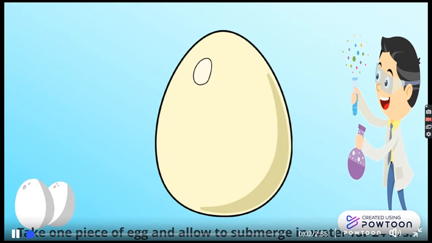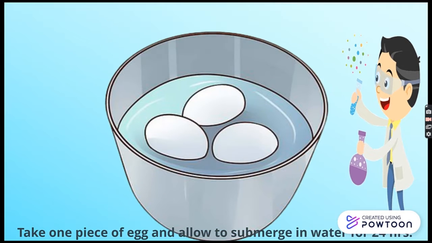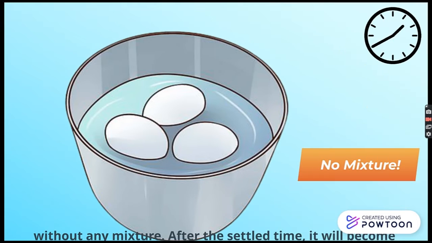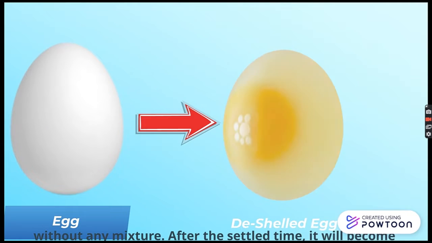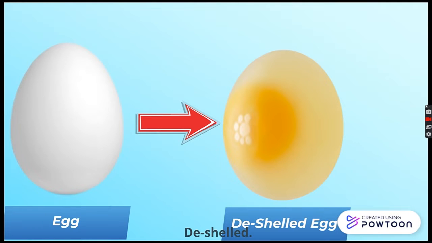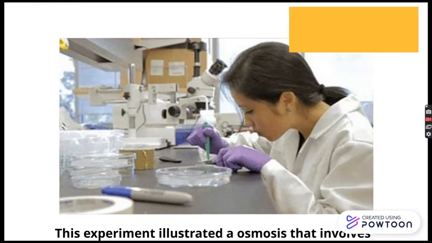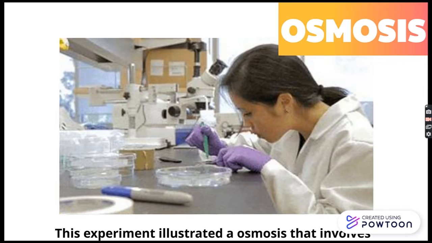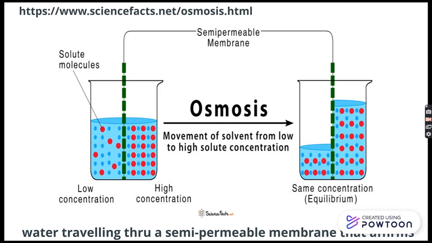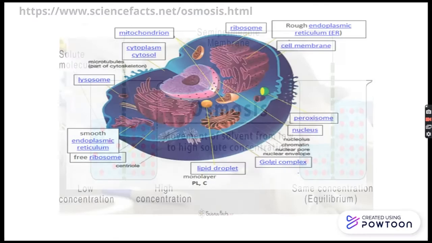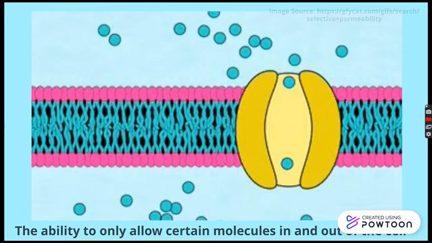Take one egg and allow it to submerge in water for 24 hours without any mixture. After the settled time, it will become deshelled. This experiment illustrated osmosis, which involves water traveling through a semi-permeable membrane, which affirms the modern cell theory.